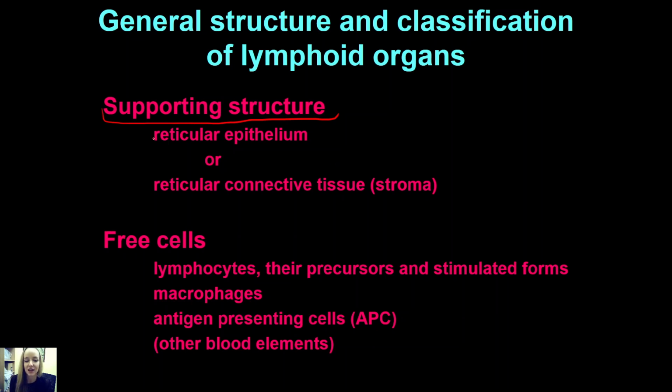But you should know that the supporting structure in the thymus is reticular epithelium. So reticular epithelium is for the thymus, and reticular connective tissue is everywhere else. We can also find reticular connective tissue in the bone marrow, in the lymph nodes, in the spleen and tonsils, and so on. So reticular epithelium is only in the thymus, and that's very important because you should know that the thymus is made of epithelial cells.